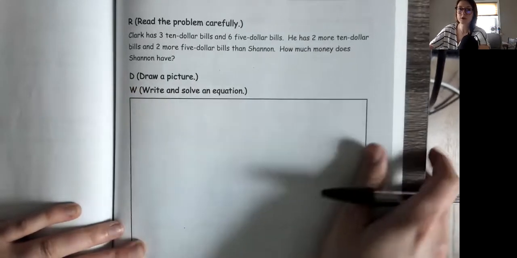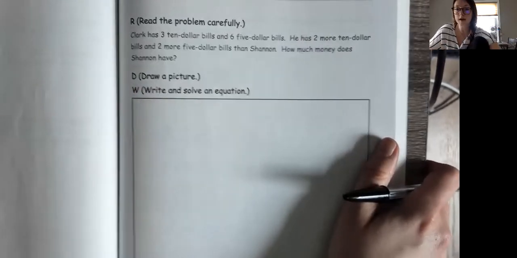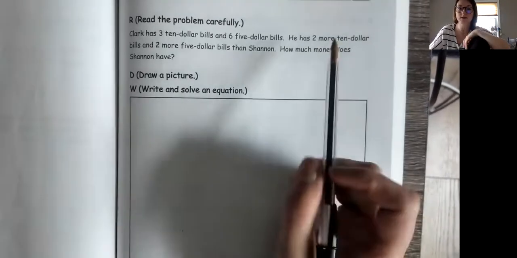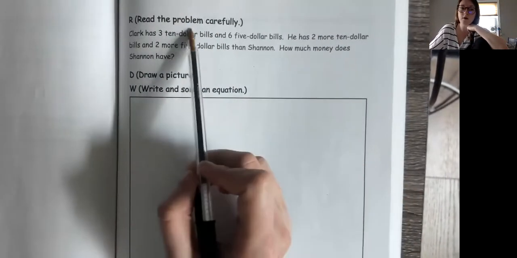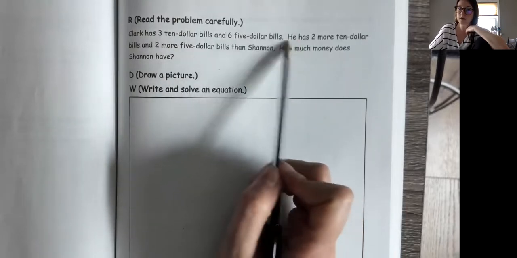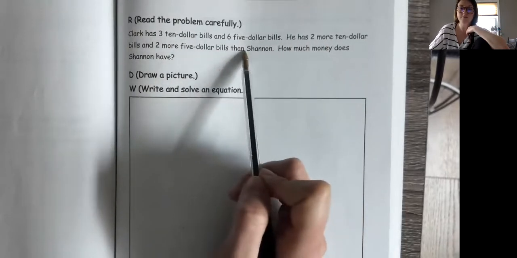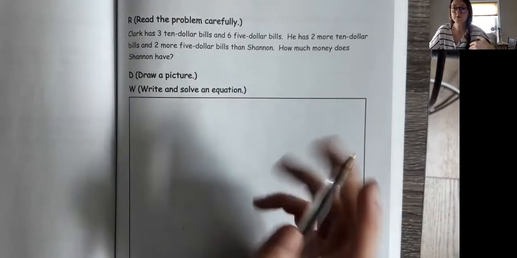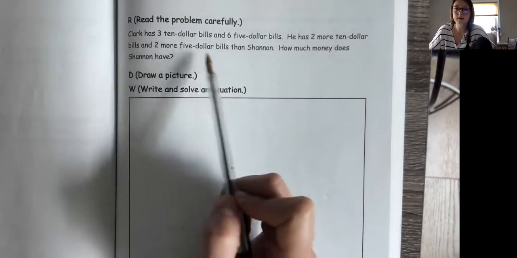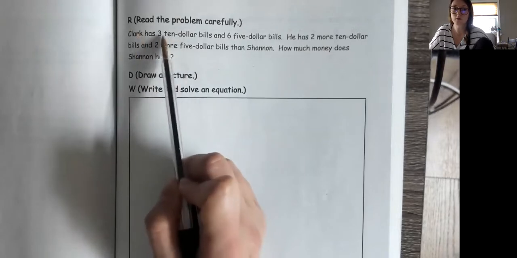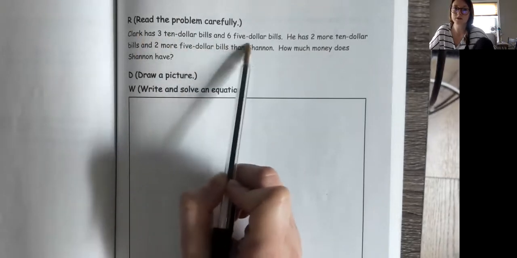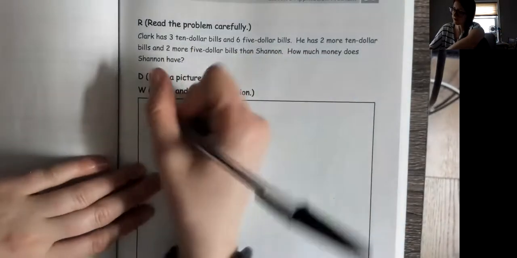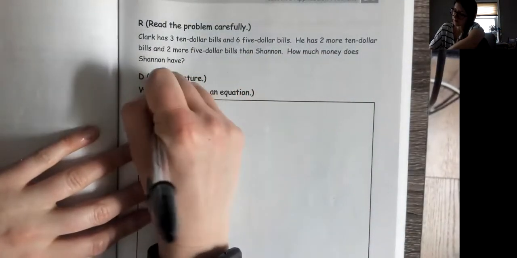So the first thing that I want to figure out is what this problem is really asking me. So I'm going to think very hard about what this problem is asking me to solve. Right now I know how much money Clark has, and I know that he has more money than Shannon has. But what I need to figure out is how much money Shannon has. So in order for me to figure that out, I think the first thing I need to do is figure out what this amount of money, those 3 $10 bills and 6 $5 bills that Clark has, is equal to.